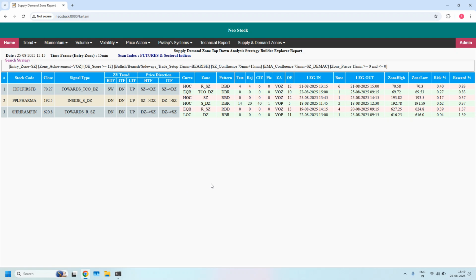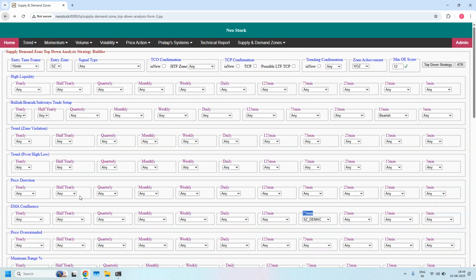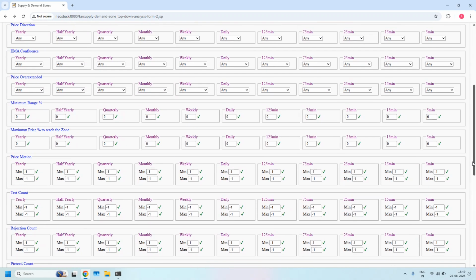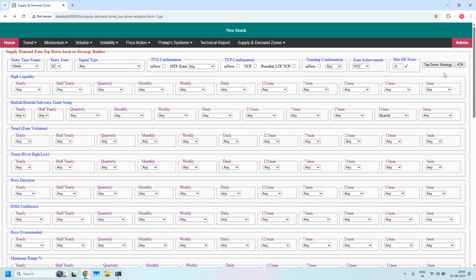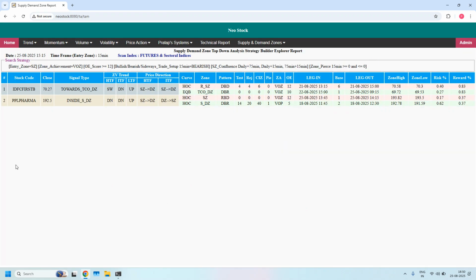Okay, next one is LTF, ITF and even HTF supply zone confluence. After that, HTF EMA confluence. So I am removing this ITF EMA filter. In the supply zone confluence, 3 filters we have to set. First one is already enabled, 15 minutes and 75 minutes supply zone confluence. Next one is 15 minutes and daily supply zone confluence. 75 minutes and daily supply zone confluence. By setting all the 3 filters, we got 2 stocks.